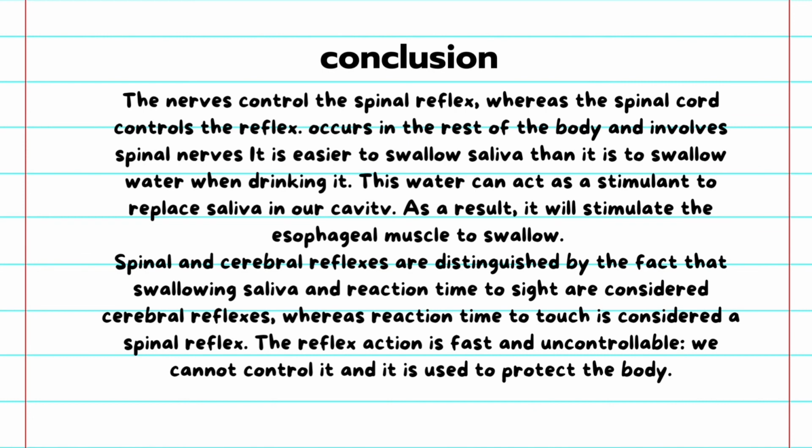Spinal and cerebral reflexes are distinguished by the fact that swallowing saliva and reaction time to sight are considered cerebral reflexes, whereas the reaction time to touch is considered a spinal reflex. The reflex action is fast and uncontrollable. We cannot control it and it is used to protect the body.